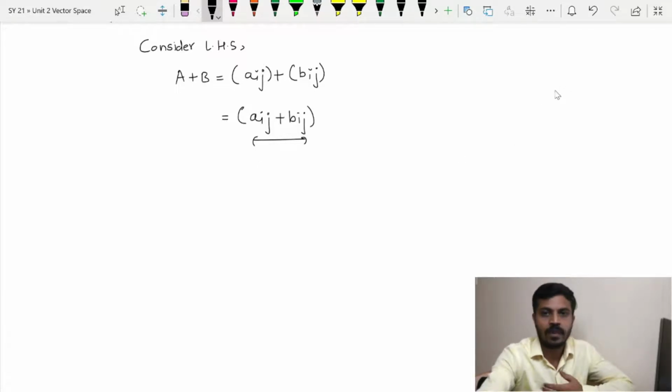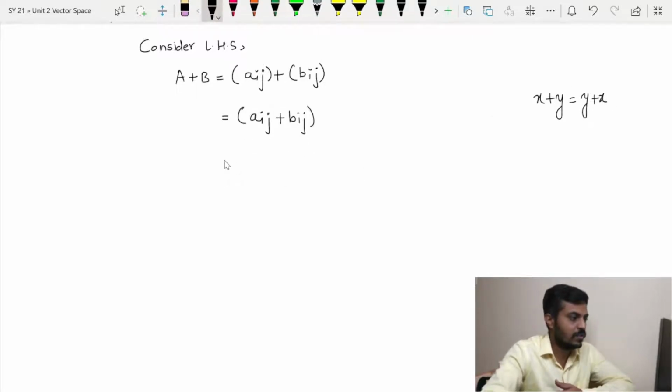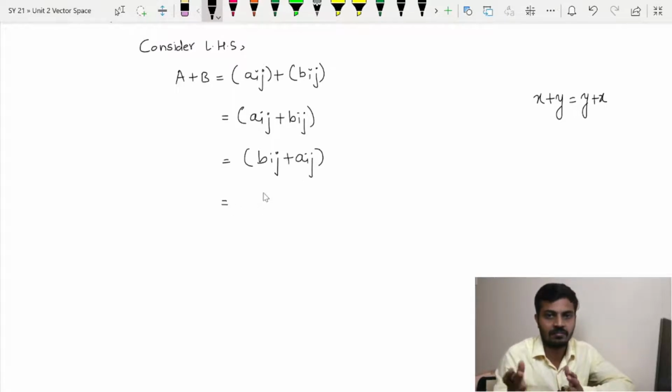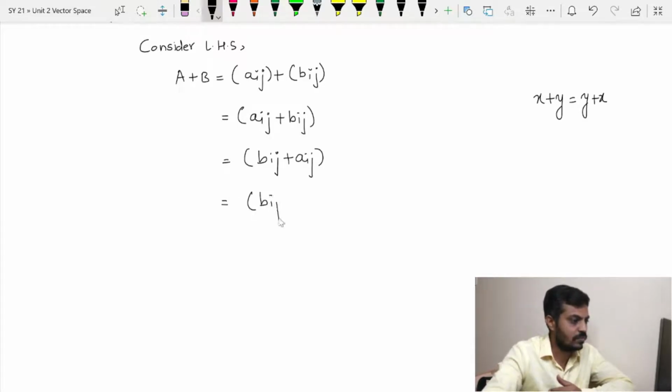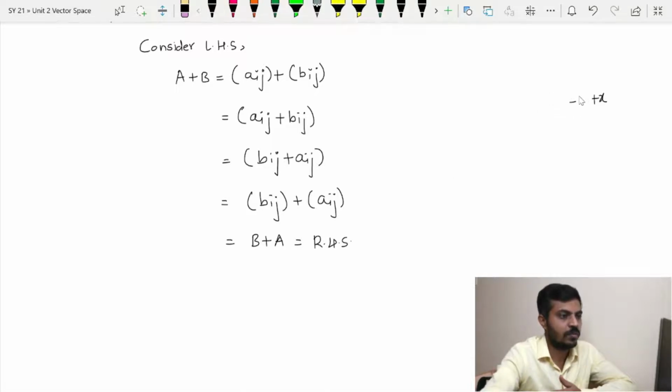That is nothing but what? If we have any two real numbers, let us say x and y, then x plus y can always be written as y plus x. So the similar property can be used. Therefore this is equal to Bij plus Aij. Now again using the definition of matrix addition, but I have told you it can be used in both ways, this is equal to Bij plus Aij as a matrix, and this is exactly equal to B plus A, and that is what we wanted to prove, and that is our RHS. So the first property has been proved.